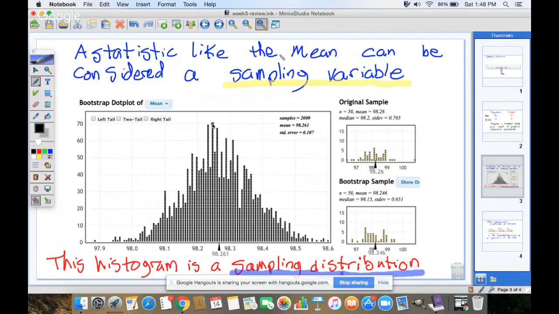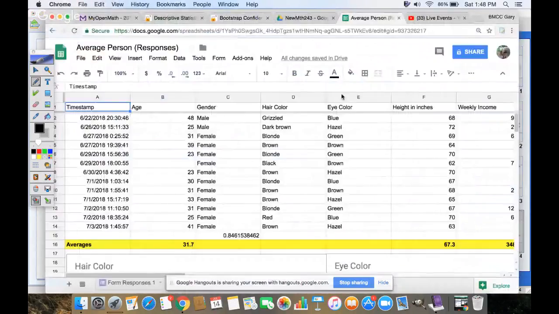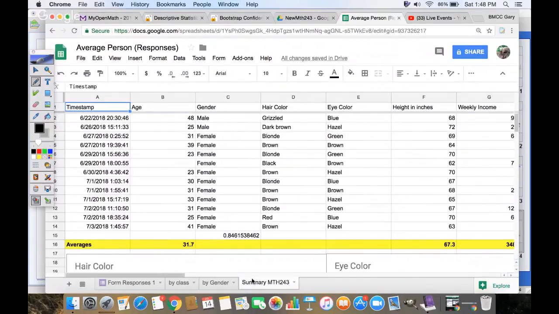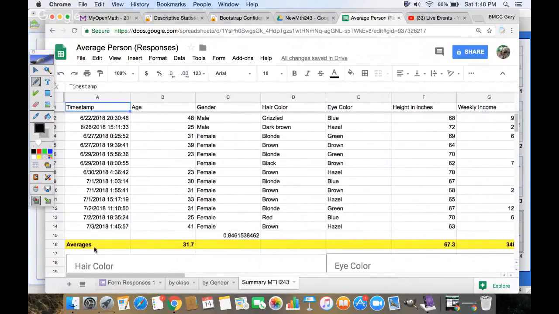Another idea, which wasn't in the book, but I talk about it: I've got a final assignment for this week that's kind of like a pop quiz about the average student. So I took the average student data over here, average person, and this particular chart is just the Math 243 students. And notice I have calculated the averages for each column where it's applicable. This number right here means it's almost 85% females in this class, which is not unusual.